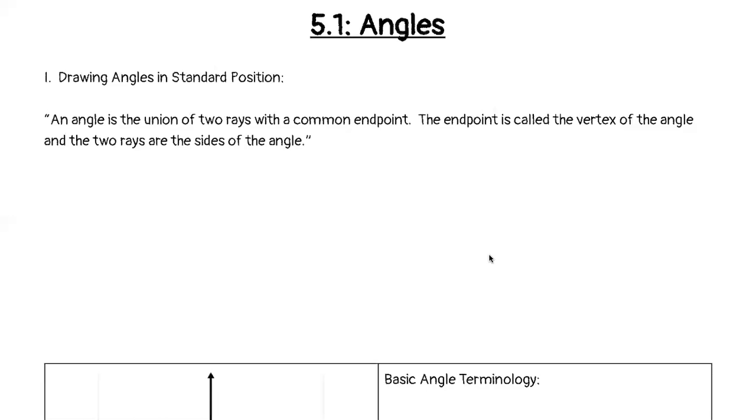Okay, so we're going to talk about drawing angles in what we call standard position. Okay. So here's a definition that I grabbed from the textbook. It says an angle is the union of two rays with a common endpoint. The endpoint is called the vertex of the angle, and the two rays are the sides of the angle. And so based on that, I'm wondering if we can think about how we could draw an angle from that definition, okay? So we have the union of two rays.